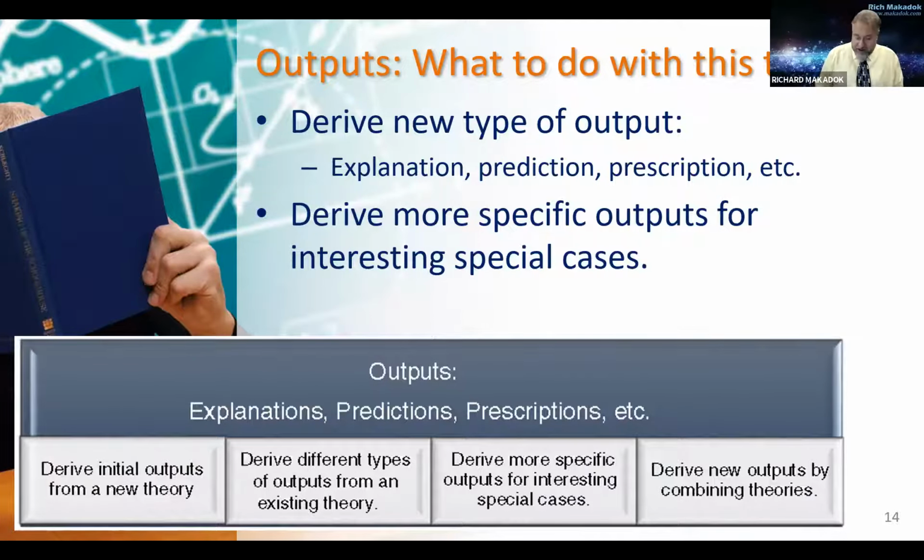And finally, a theory contribution can also be made by combining different theories to derive new outputs from the combination of theories that could not be derived from any one of those theories by itself. A great example of this is Ming-Jer Chen's 1996 paper, I think it was an AMR paper, where he derived new predictions by synthesizing theories of competitive dynamics with theories of competitive advantage.